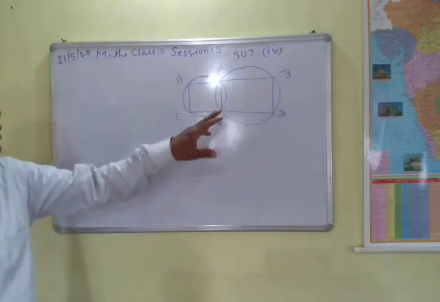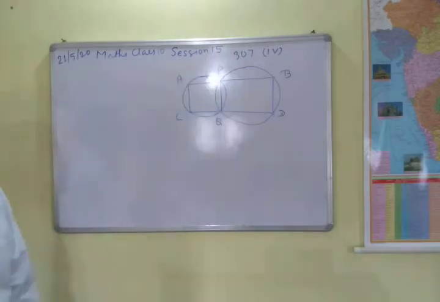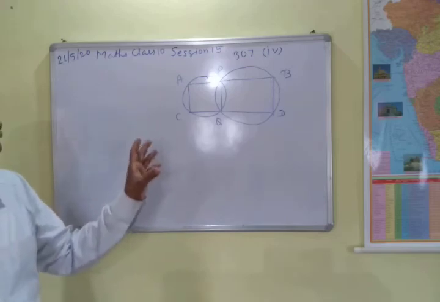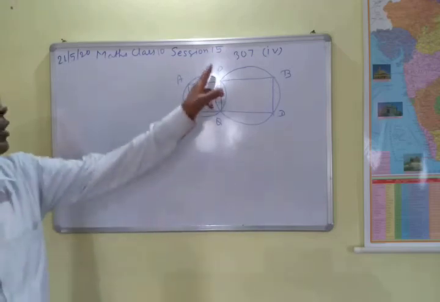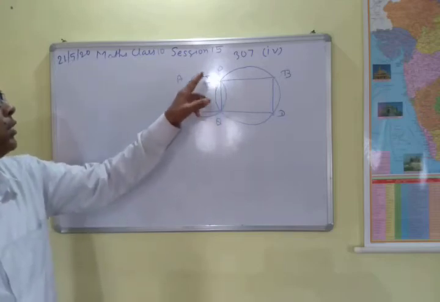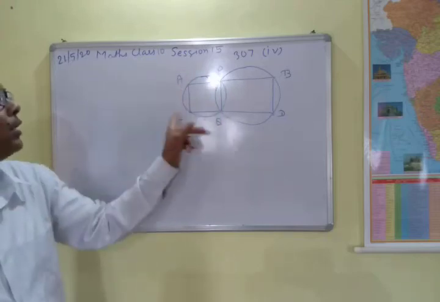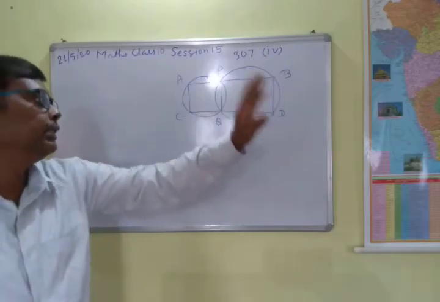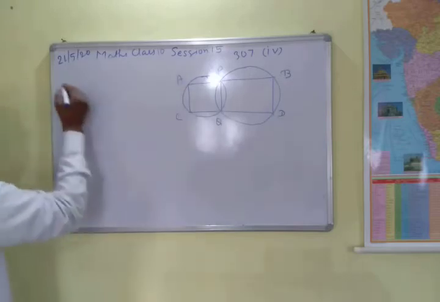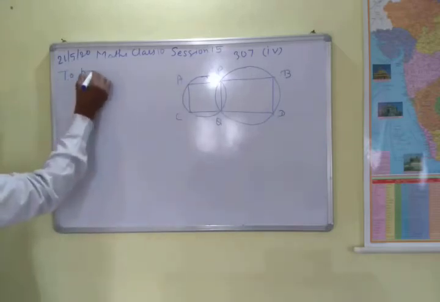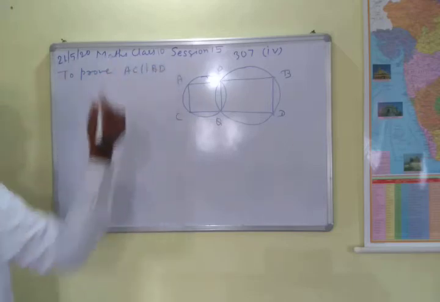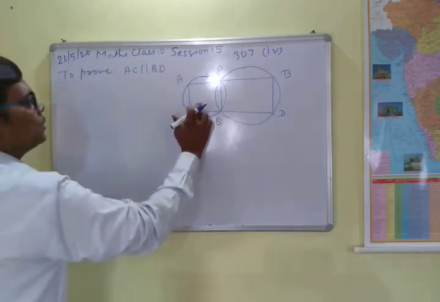The question is that there are two circles intersecting at the points P and Q, and then two straight lines are drawn through the points P and Q. The line which is passing through P cuts this circle at A, and this line at C, and this at B, and this at D. Then we have to prove that AC is parallel to BD. To prove AC parallel to BD, first prove that this angle equals this angle.